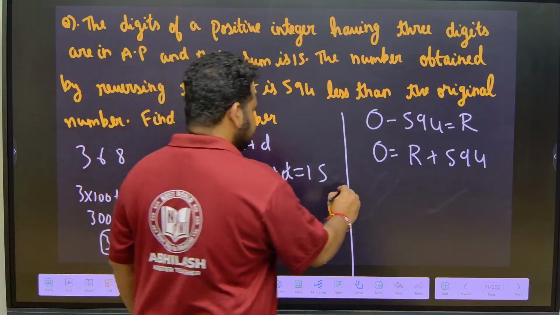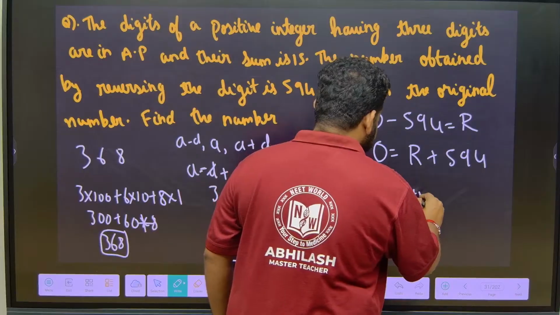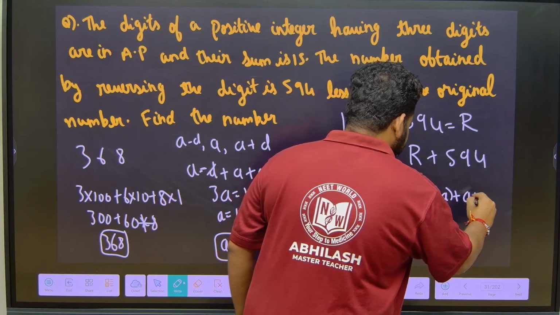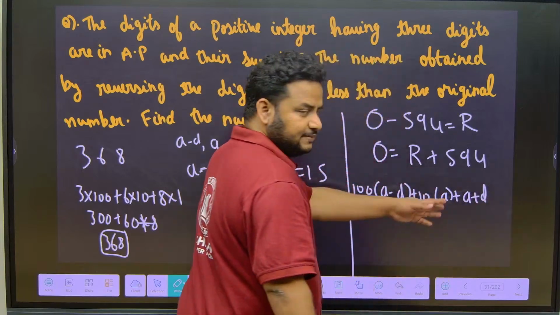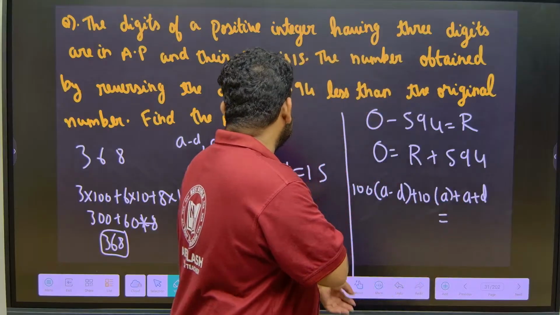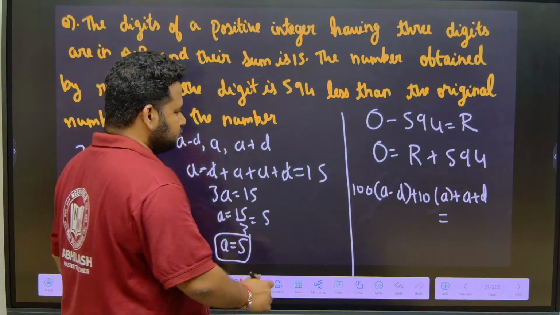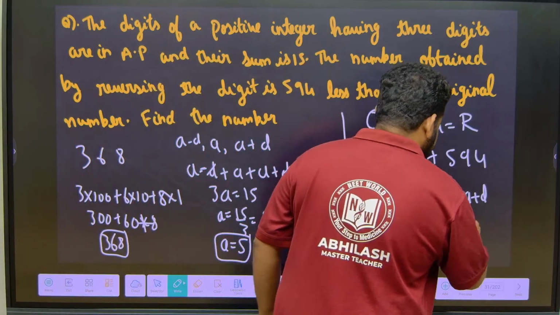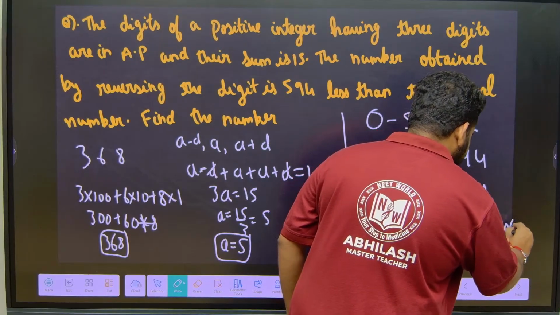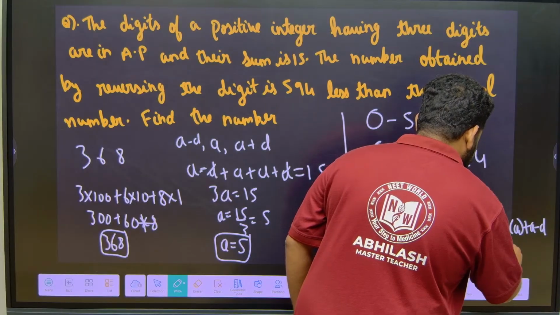So this will become what, friends? 100 into (a minus d) plus 10 into a plus (a plus d), which is 1 into (a plus d), so I will just write a plus d. This is equal to the reverse. Reverse means this will become the hundreds place, this will remain the tens place, and this will become the units place. So the reverse will be 100 into (a plus d), plus 10 into a, plus (a minus d), plus 594. This is what we have.